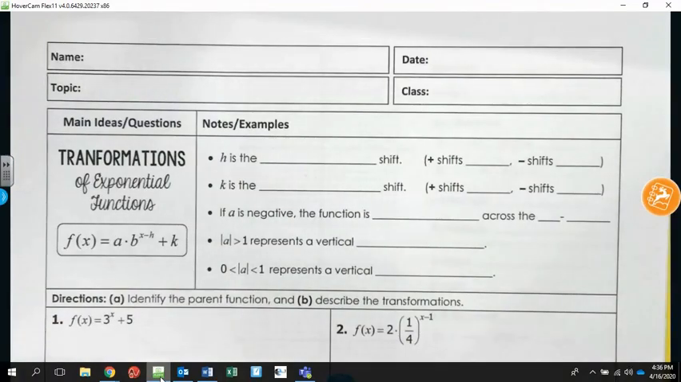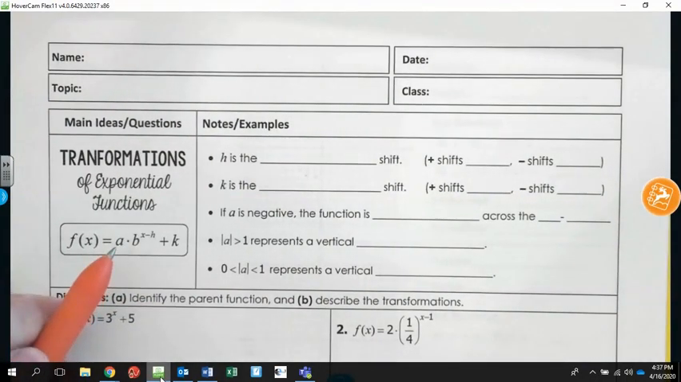This is Packet 7, Page 3, Transformations of Exponential Functions. Before we move on, I want to make sure that I go over the letters with you. A is your vertical transformations: stretch, compress, and reflect.